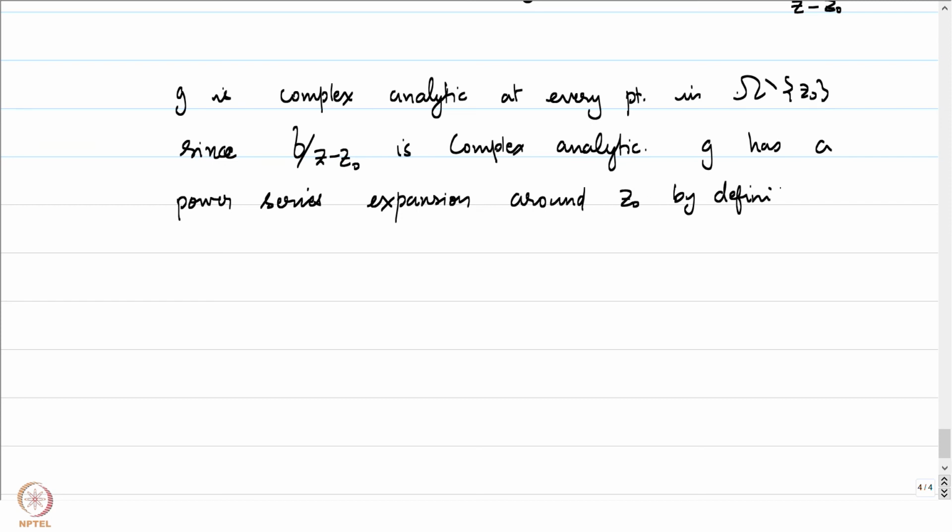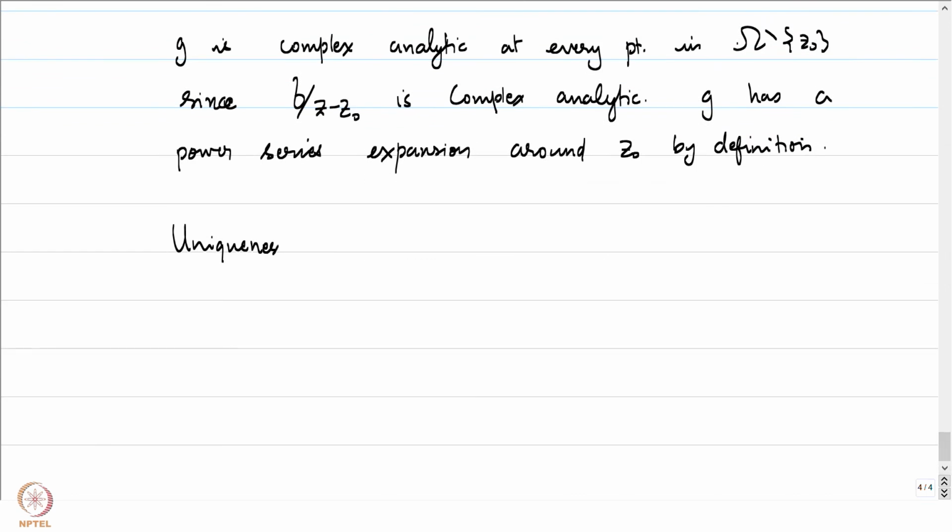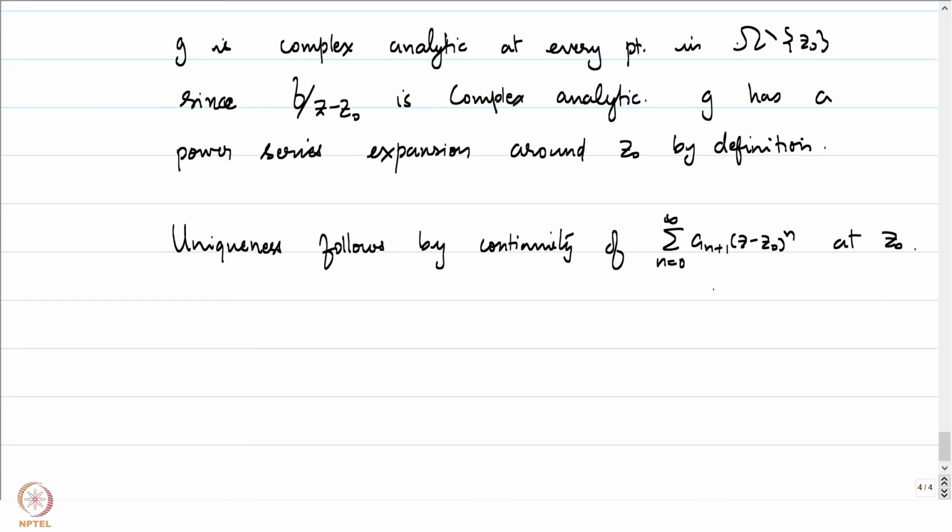The uniqueness of the function g follows by the fact that g is continuous at the point z0. At other places anyway, f by z minus z0 makes sense. Uniqueness follows by continuity of summation a n plus 1 z minus z0 to the power n at z0. And with that, we have a factorization of f of z into z minus z0 times g of z.